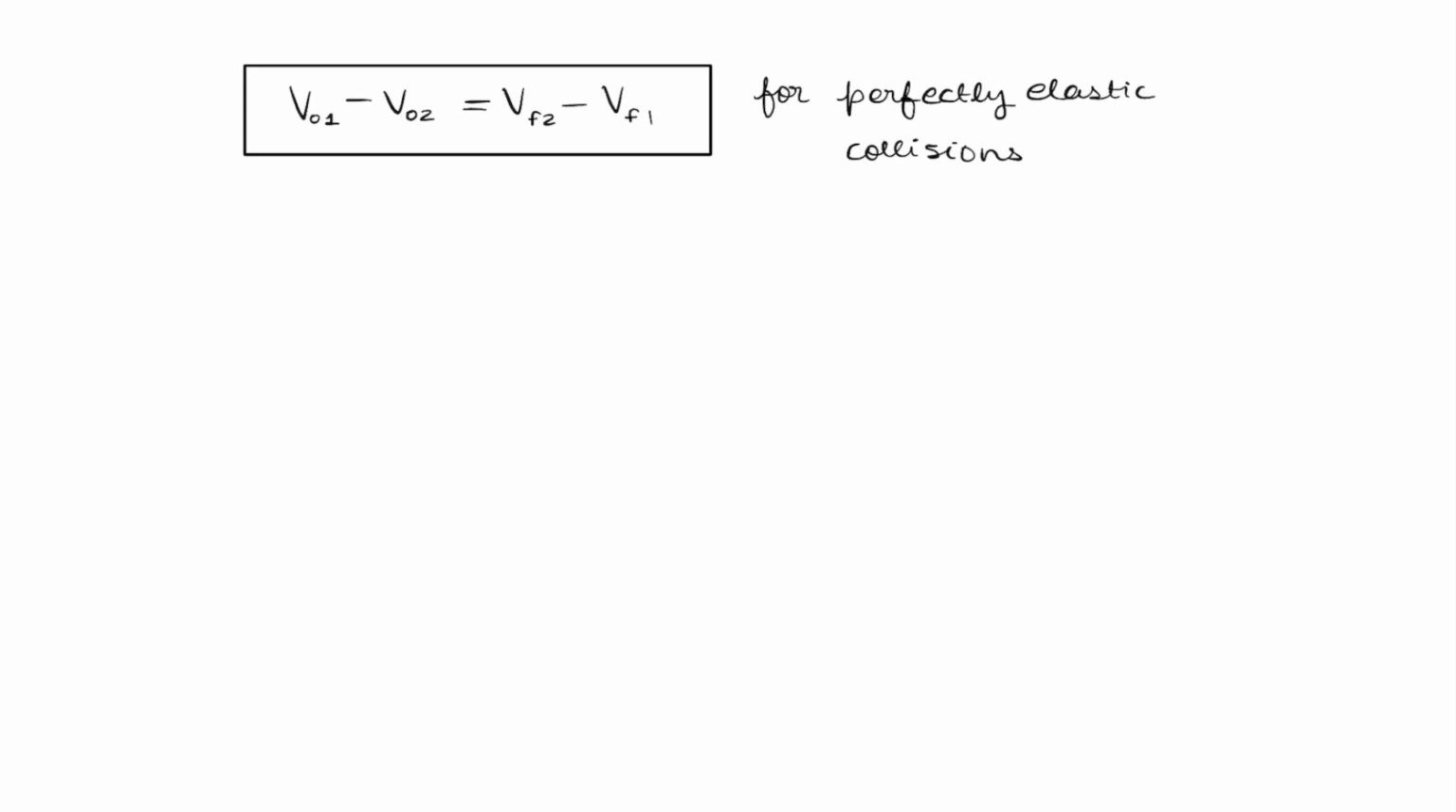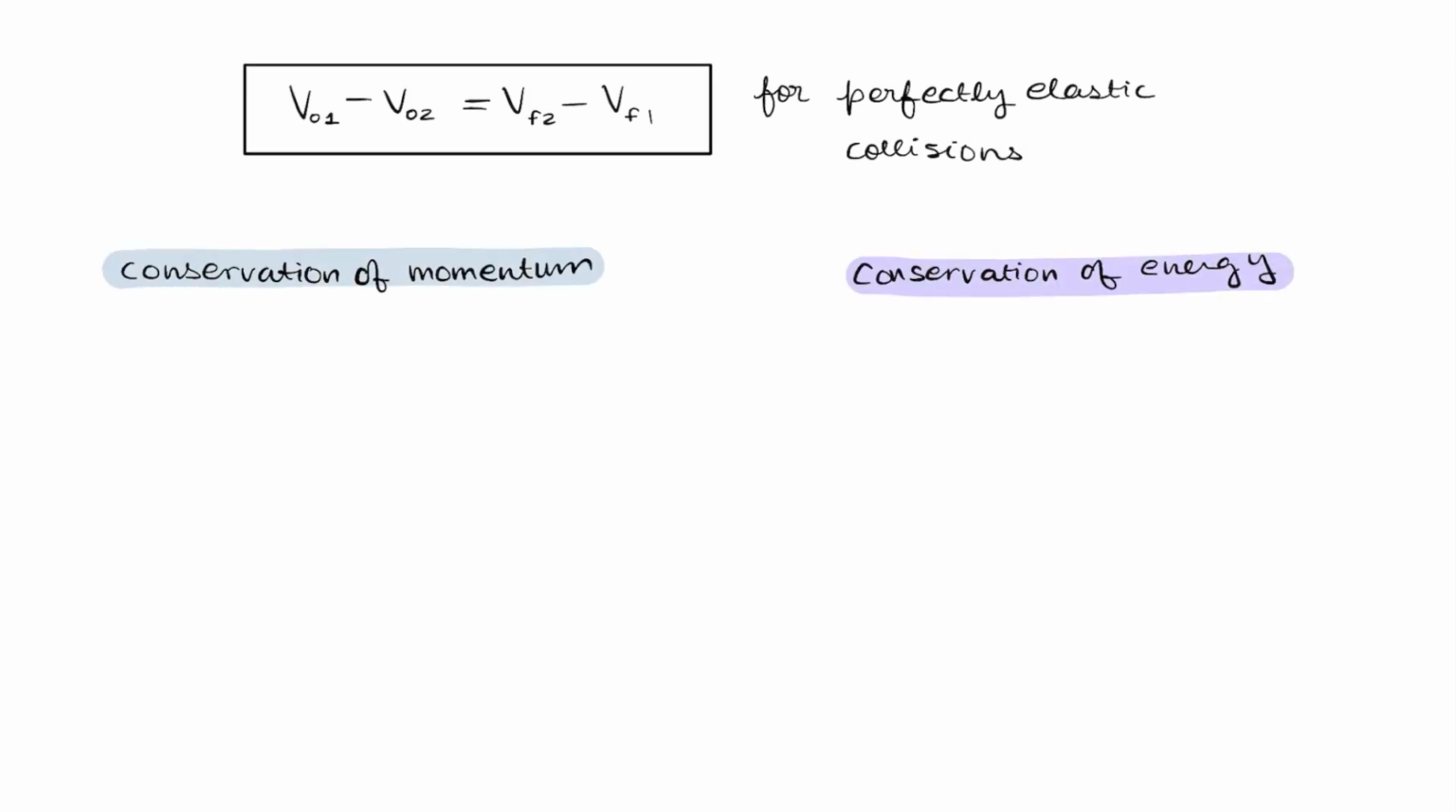We do this by stating two laws that are used in elastic collisions: the conservation of momentum and the conservation of energy. Conservation of momentum states that momentum initial equals momentum final for both objects in a system during a collision, which means mass 1 times velocity initial 1 plus mass 2 times velocity initial 2 equals mass 1 times velocity final 1 plus mass 2 times velocity final 2.